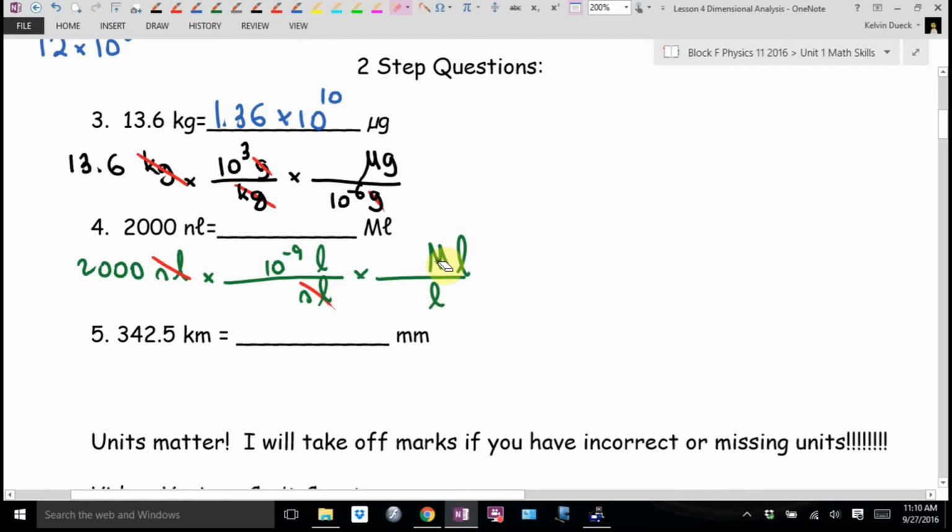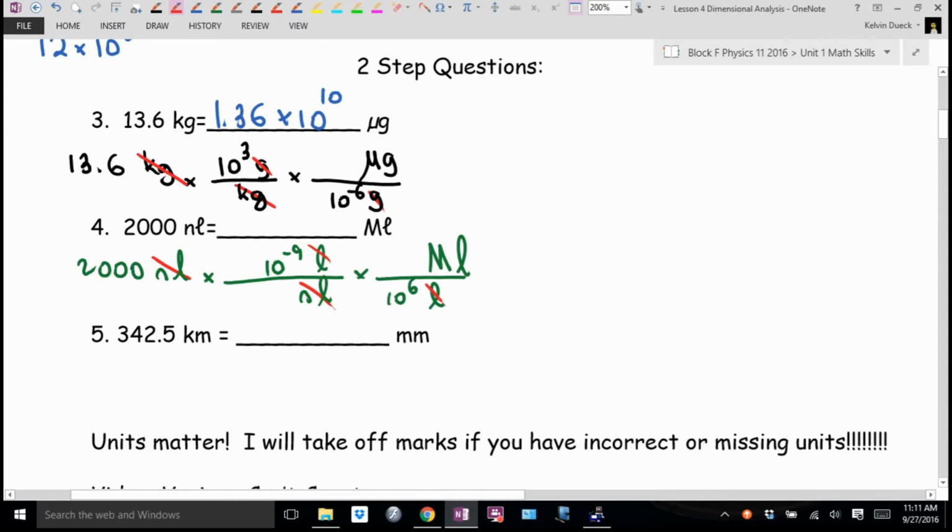Here I have a mega. Here I have to put the 10 to the, because this liters doesn't have anything in front of it. It's the base unit. Mega is 10 to the, oh, Raven, keep going. Mega is 10 to the what? You've been on a roll. 10 to the 6th? Good. And I'm now left with megaliters.